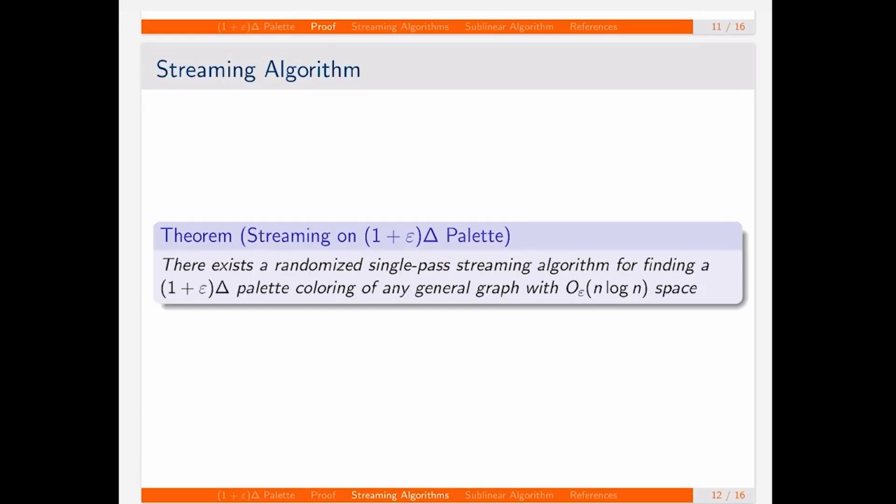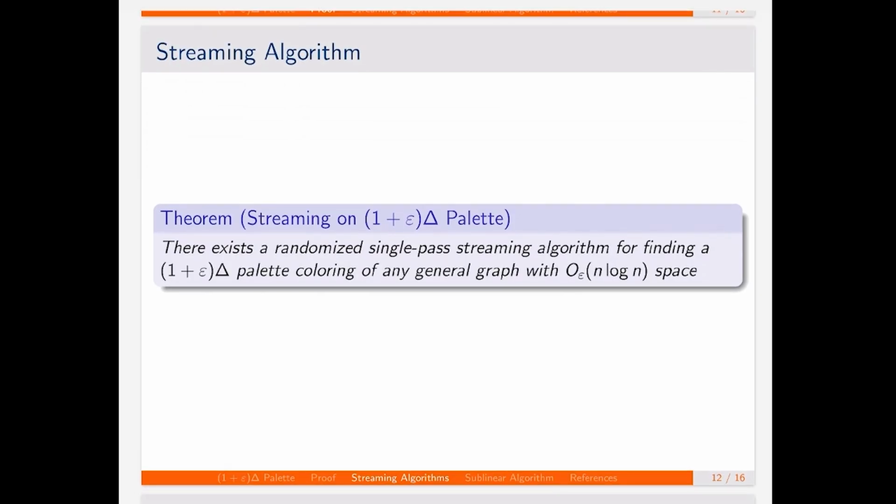Now let's move on to the discussion of streaming algorithm. For streaming algorithm, we'll prove the following theorem. There exists a randomized single-pass streaming algorithm for finding the (1+epsilon) delta palette coloring for any general graph within O(n log n) space, which hides the epsilon constant factor. Okay, so as we've shown in the previous examples, the procedure of streaming algorithm as a corollary of palette sparsification goes like this. First, we need to sample every list L of v before the graph arrives.